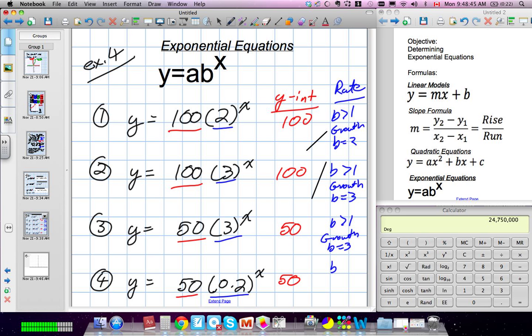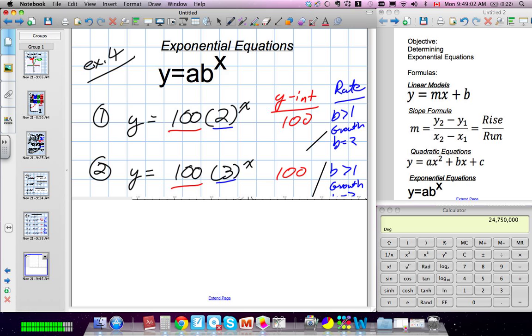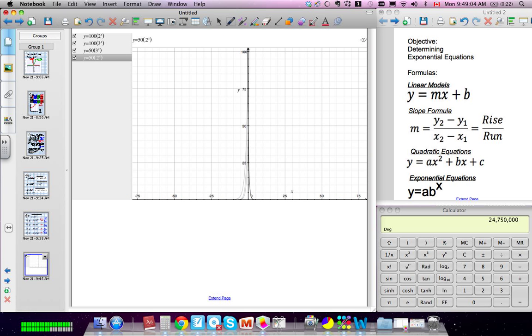And in this one, b is less than 1 but greater than 0. That's important. Because it falls in between, we're dealing with a decay factor. So it's actually heading downwards. Our b in this case is 0.2. And we'll go to the next model and point them out for you. This was our decay, which was 50 times 0.2 to the power of x.